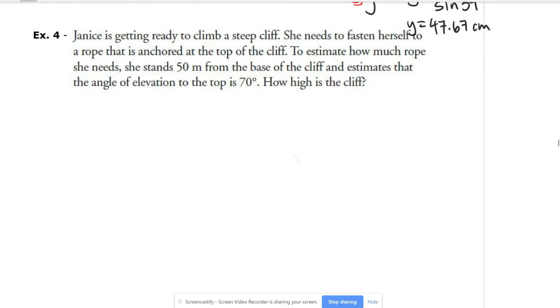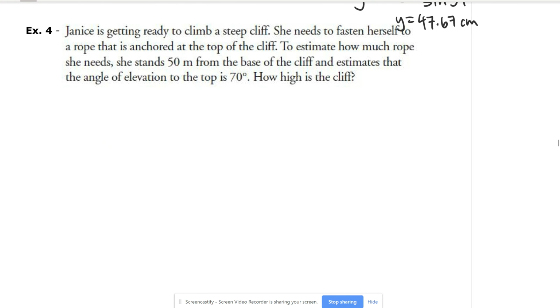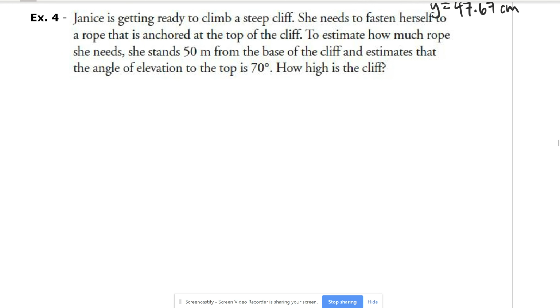Let's do an application problem. So Janice is getting ready to climb a steep cliff. She needs to fasten herself to a rope that is anchored at the top of the cliff. To estimate how much rope she needs, she stands 50 meters from the base of the cliff and estimates that the angle of elevation to the top is 70 degrees. How high is the cliff?